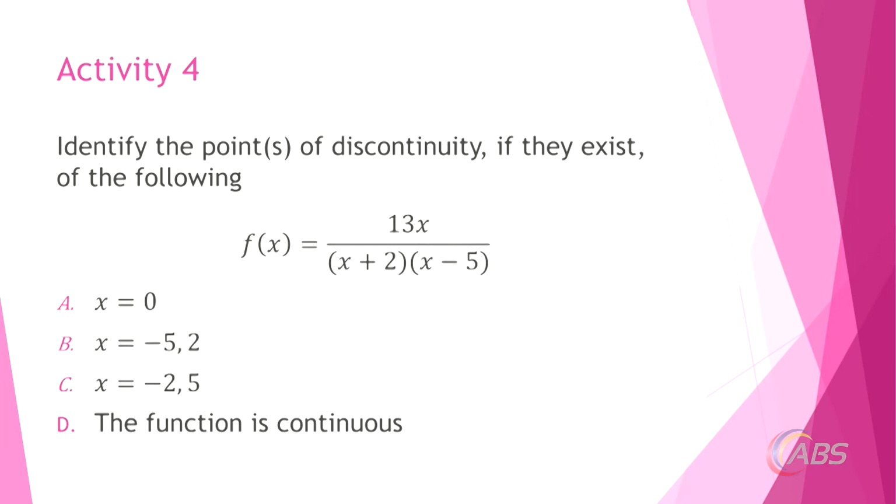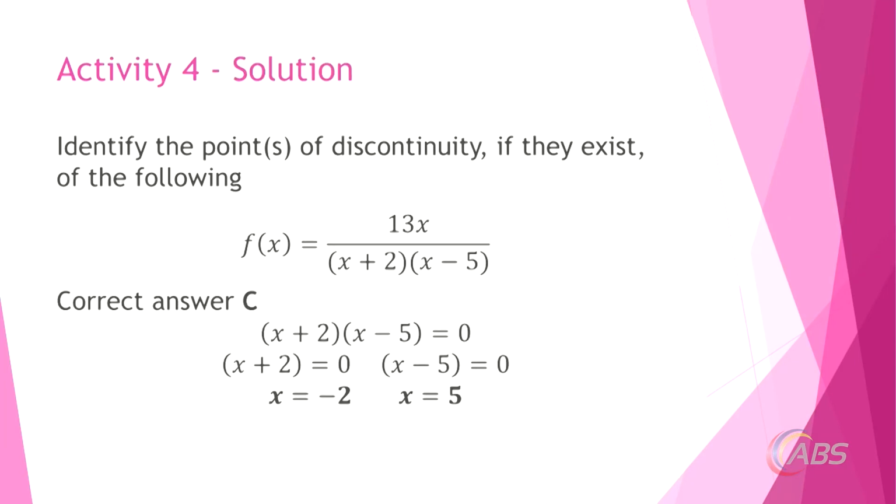So let us go through the solution. So again, in order to obtain the points of discontinuity, what we would need to do is to equate the denominator to 0. So equating it becomes x plus 2 times x minus 5 is equal to 0. We then equate them individually to 0.